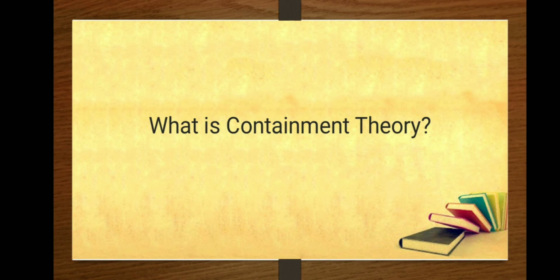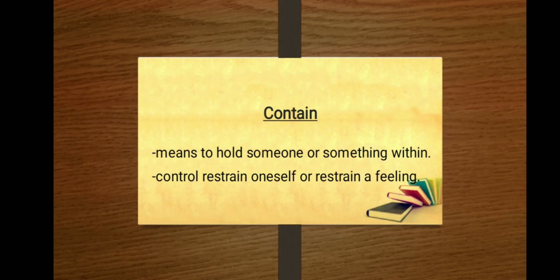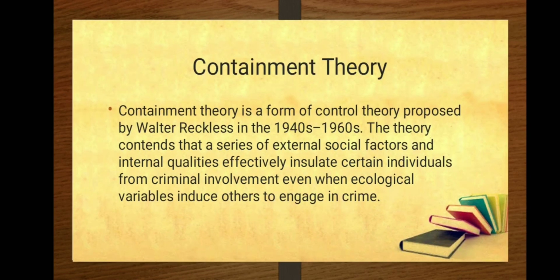What is containment theory? The word contain means to hold someone or something within, control, restrain oneself, or restrain a feeling. Containment theory is a form of control theory proposed by Walter Reckless in the 1940s to 1960s. The theory contends that a series of external social factors and internal qualities effectively insulate certain individuals from criminal involvement even when ecological variables induce others to engage in crime.